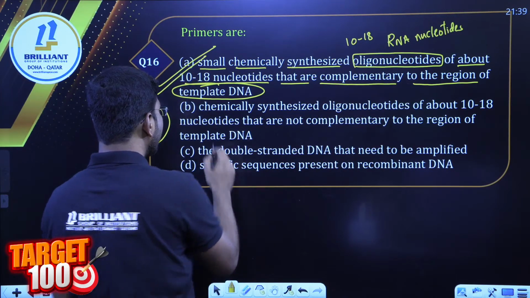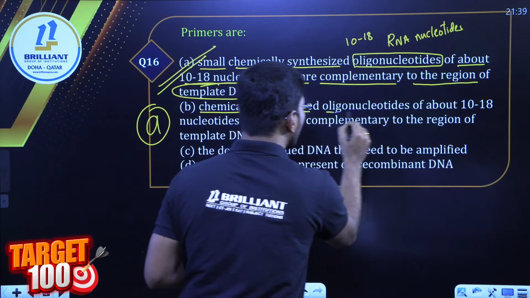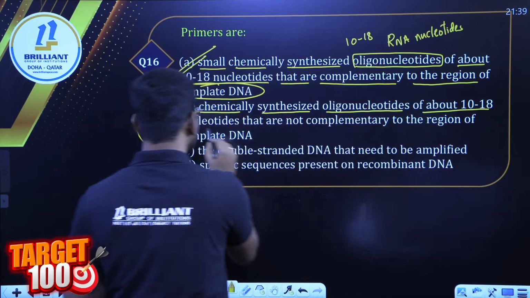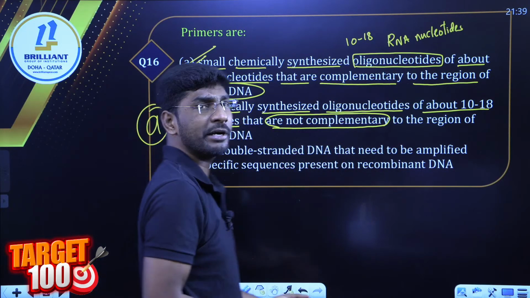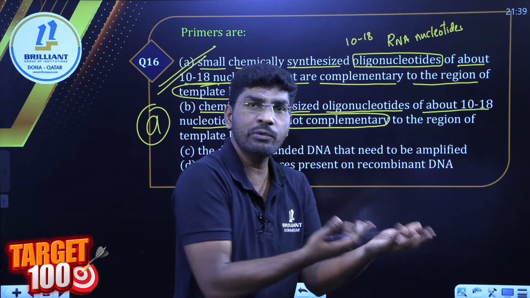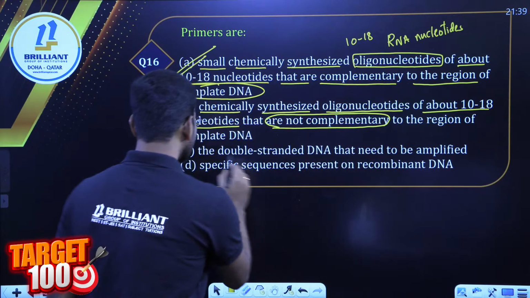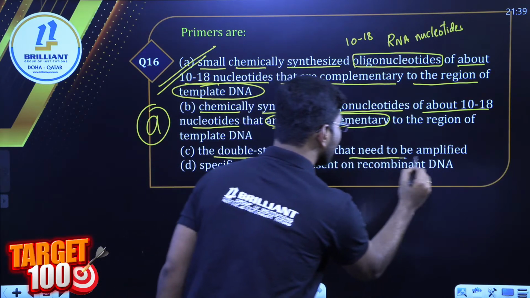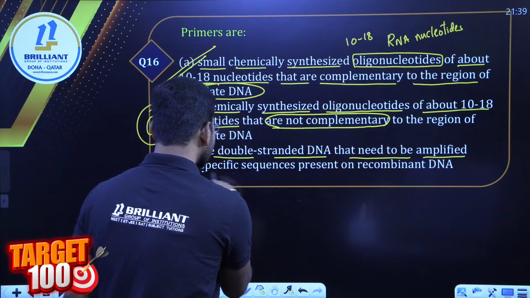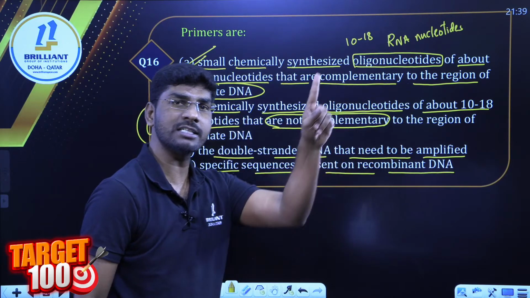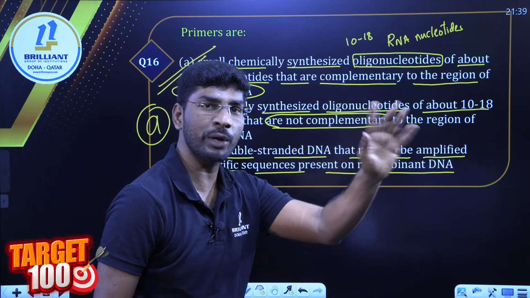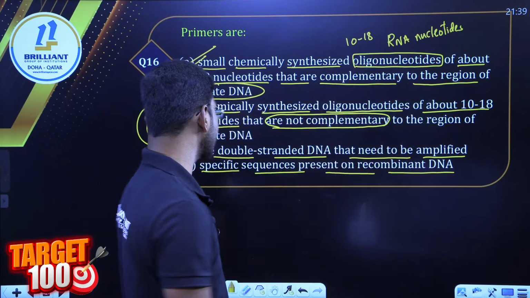Primers are complementary, chemically synthesized oligonucleotides of about 10 to 18 nucleotides. The option that says they cannot complement is wrong. If it is not complementary, why would we add it? So leave this one. Next, the double-stranded DNA that needs amplifying, and next, the specific sequence of presence of recombinant DNA, are also wrong. The appropriate answer is A. It is a 10 to 18 nucleotide sequence complementary to the template strand.